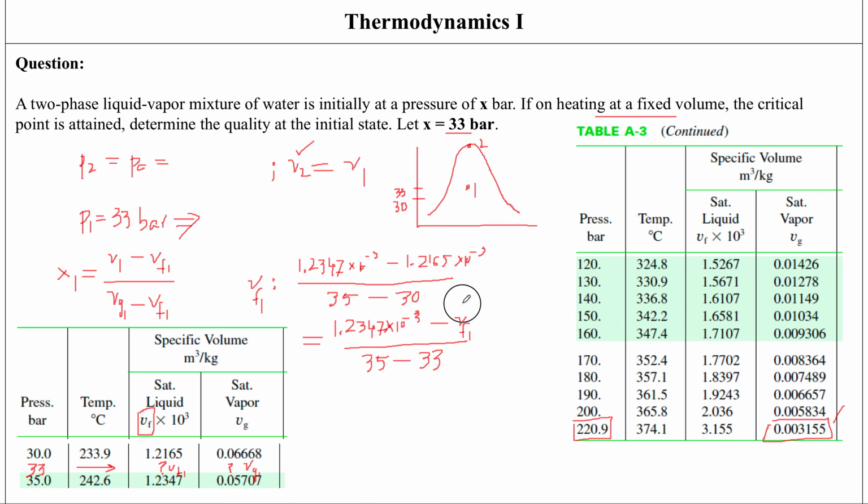And this way, now I've got only one variable that I need to find. I've got one equation from this. I can find out the value of Vf1. And just like this, I'm also going to perform the same thing to find Vg1. And to do that, I'm going to use this column. And once I've found that out, I just have to plug it in here, and I will have the value for quality.